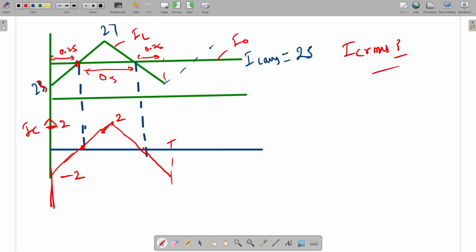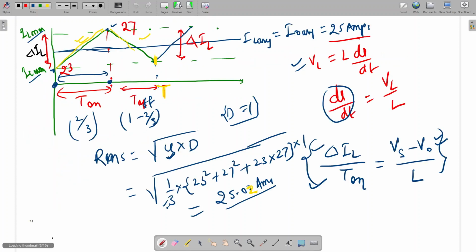2 by under root 3. 2 by under root 3. How have we calculated? Sir, under root 1 by 3 into 2 by plus 2, the formula. Okay. 1 second. I think I have written these values wrong here.